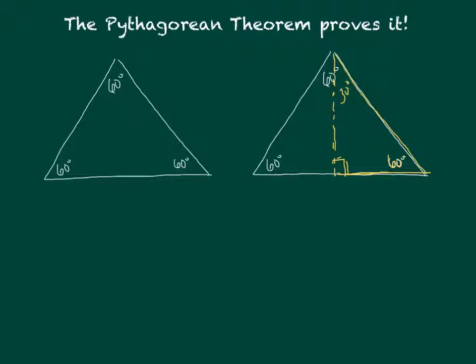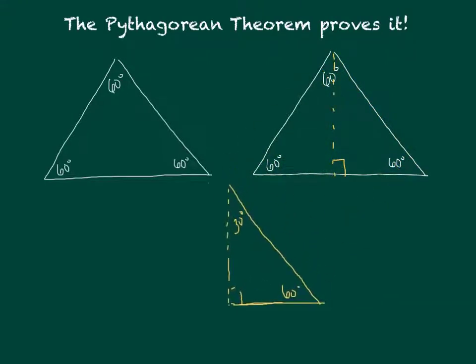The Pythagorean theorem proves it. If you have a 30, 60, 90 right triangle, it's actually like taking an equilateral triangle, like the one that we have here on the right, and then cutting it in half by using the altitude. And the result is this right triangle that's 30, 60, 90.